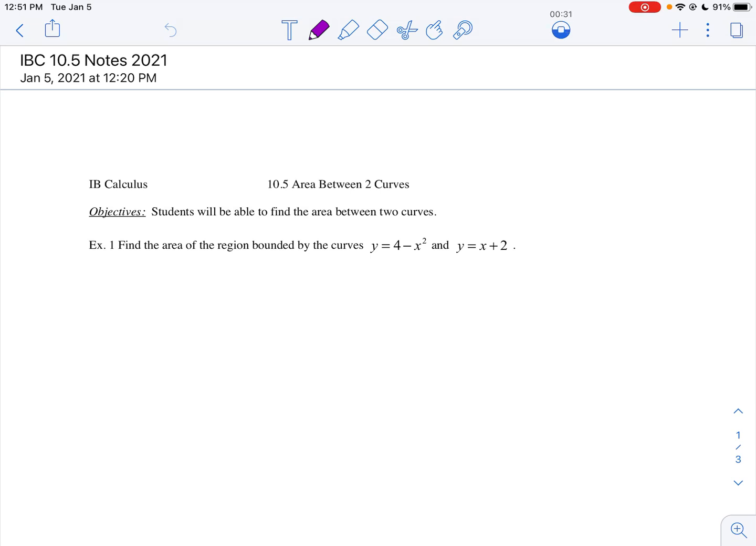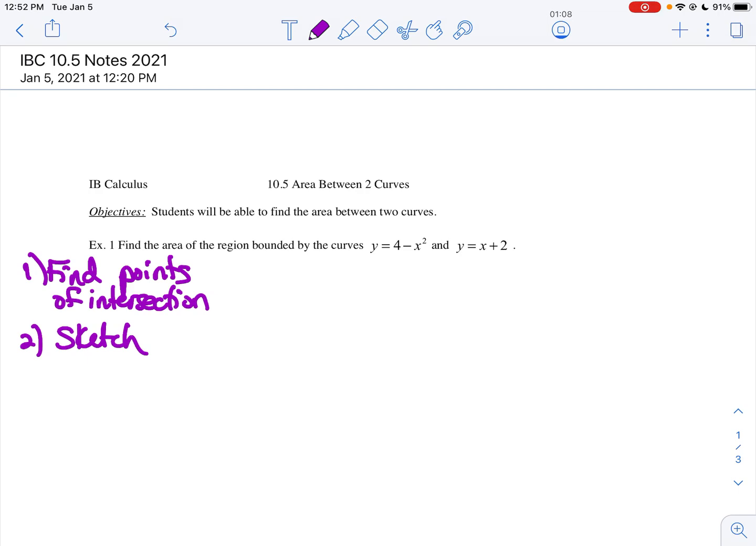So y equals 4 minus x squared. That's a parabola that opens down, and y equals x plus 2 is a line. So the first thing I'm going to do is I am going to find where the parabola and the line will intersect. Okay, that's going to be important. So find points of intersection. Then 2, we're going to make a sketch, okay?